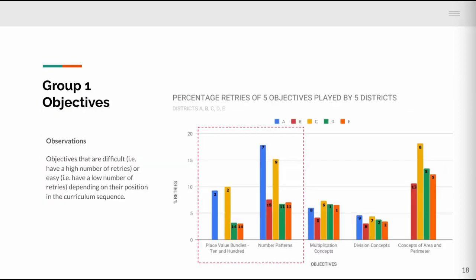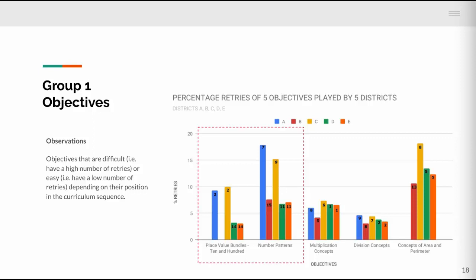From the plot, we can see that two objectives, namely place value bundles, tens and hundreds, and number patterns, fall into the first group because their percentage retries dropped when played later in the sequence. Let us now closely examine the first objective, place value bundles, tens and hundreds. When played earlier as the second objective by students in District A, it recorded about 9% retries. This means it was more difficult.